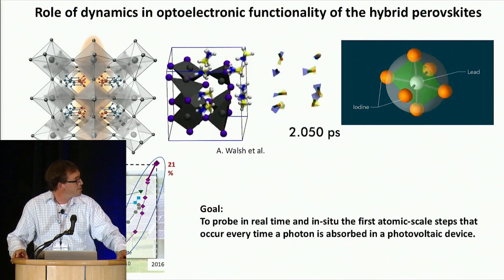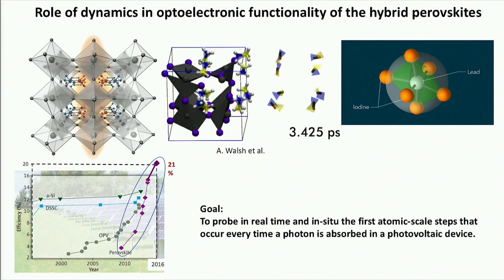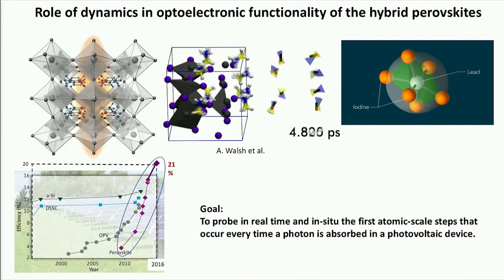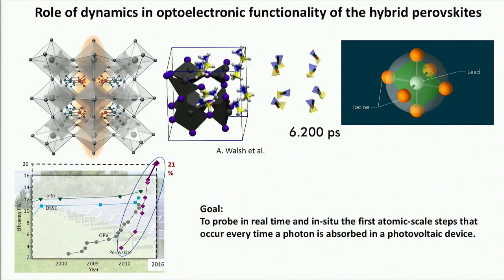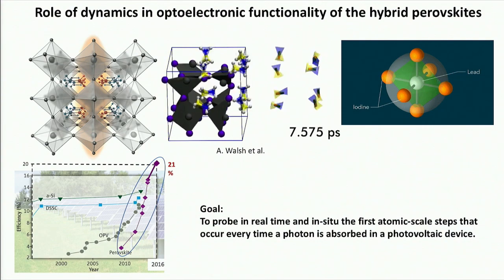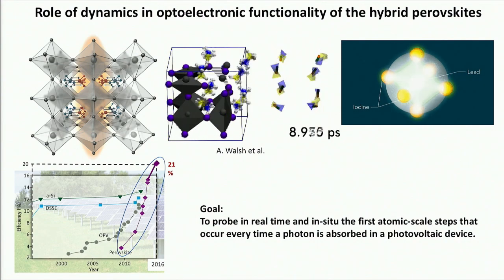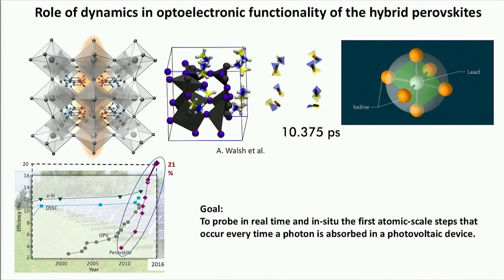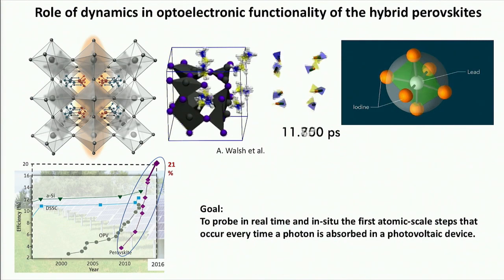But now on the middle plot there is an actual MD simulation, and you can see that the structure is just as much a liquid as it is a solid in some sense, right? And so there's been a lot of discussion in the literature about the role of these dynamical fluctuations. How does this impact the optoelectronic properties of these materials?